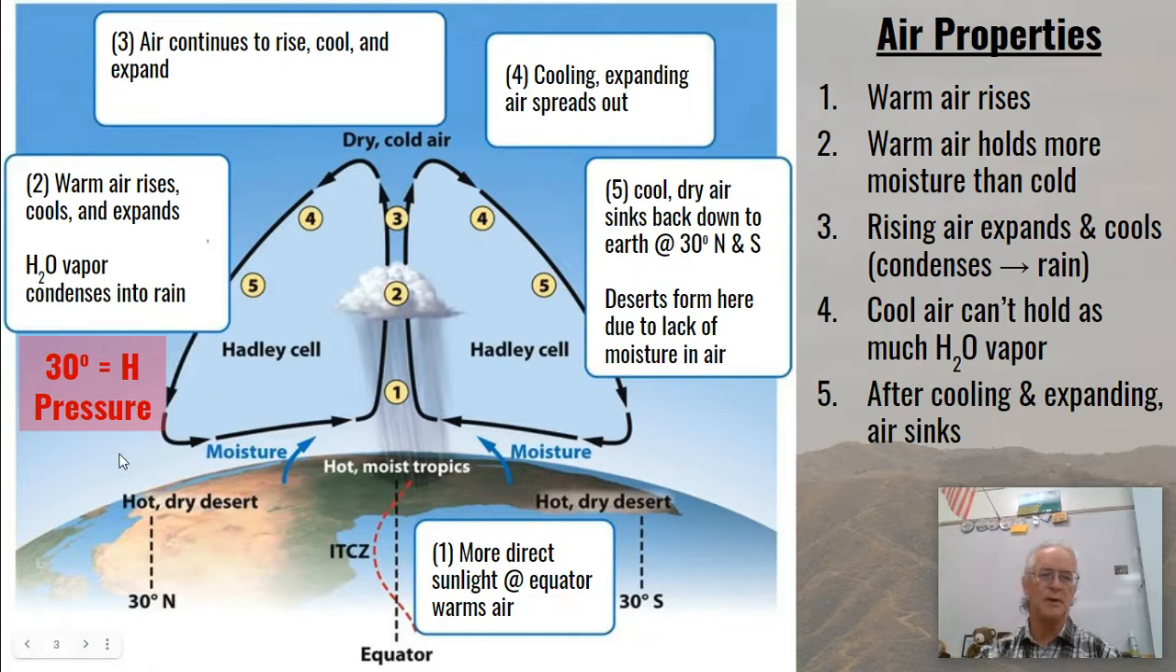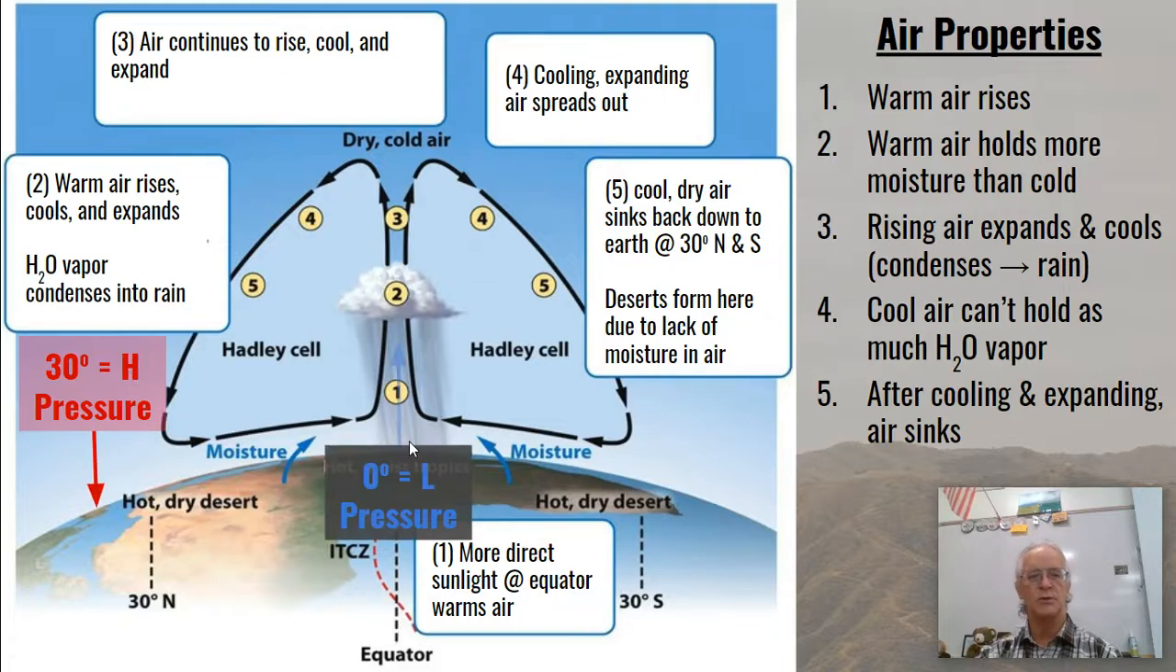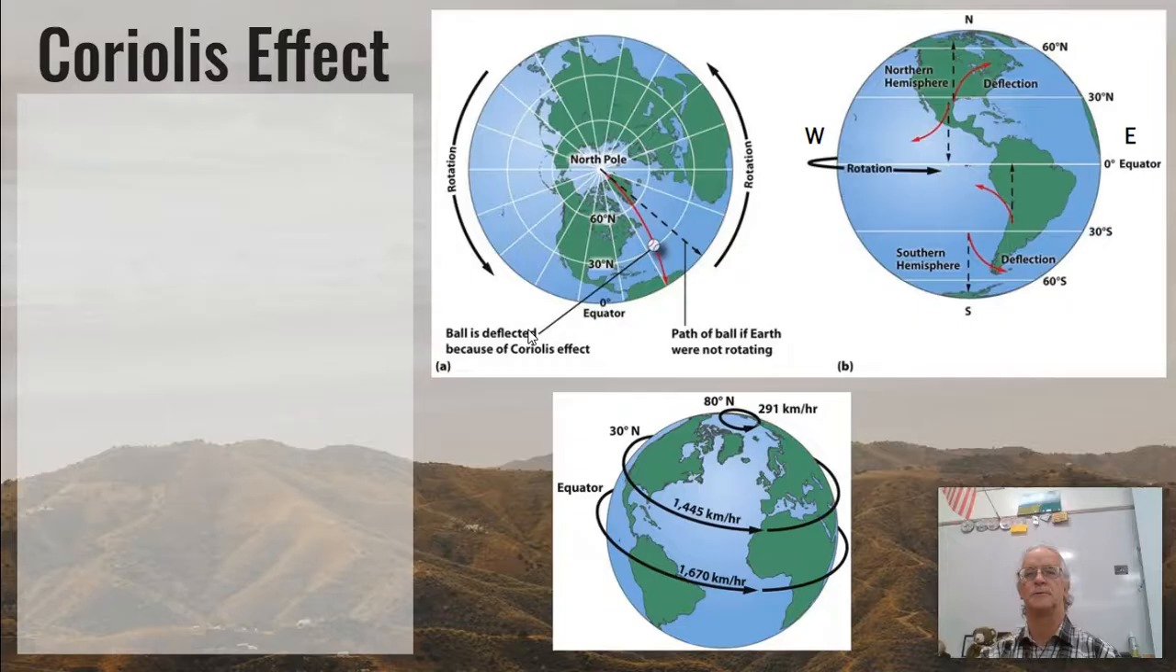The thing here is because the air is coming down, there's high pressure, and it's becoming more dense. At 0 degrees, it's low pressure. Why? Because the air is leaving, so it's low pressure. And therefore, the air is going to go from high pressure to low pressure.